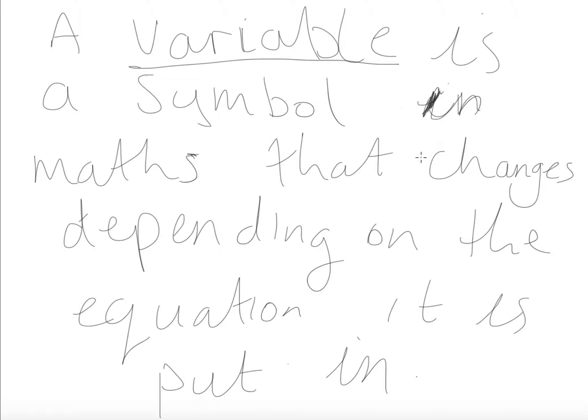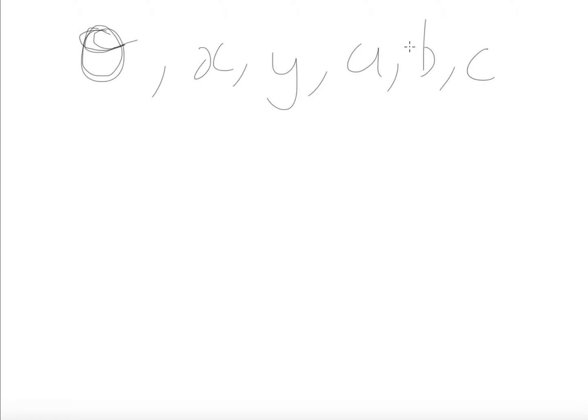A variable is normally denoted with letters, such as X, Y, A, B, C. But when you get to things like circles, you'll soon see that theta, so Greek letters, will soon be used as variables. So let's elaborate on my definition of a variable.